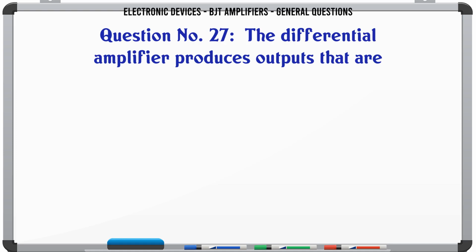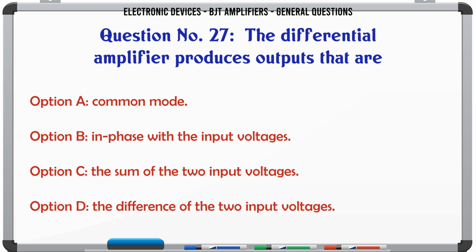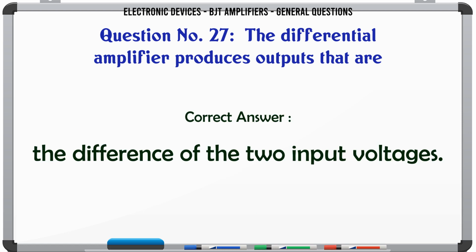The differential amplifier produces outputs that are A. Common mode. B. In phase with the input voltages. C. The sum of the two input voltages. D. The difference of the two input voltages. The correct answer is the difference of the two input voltages.